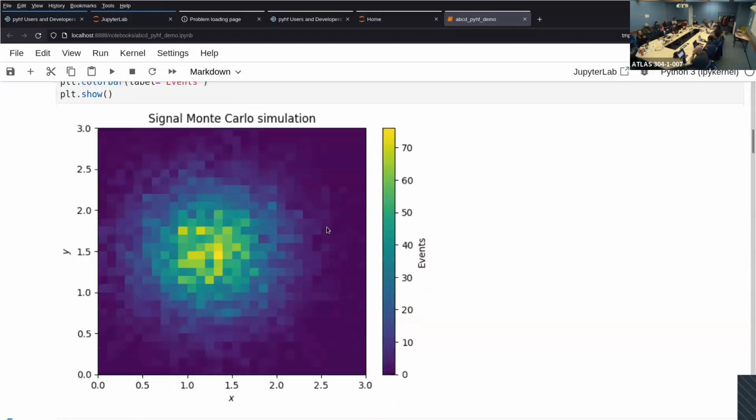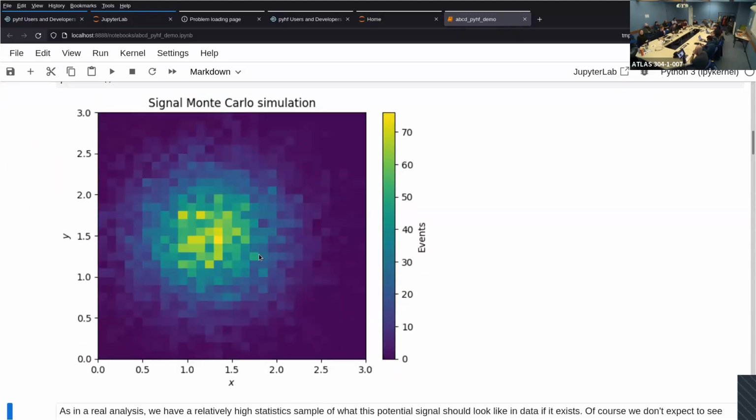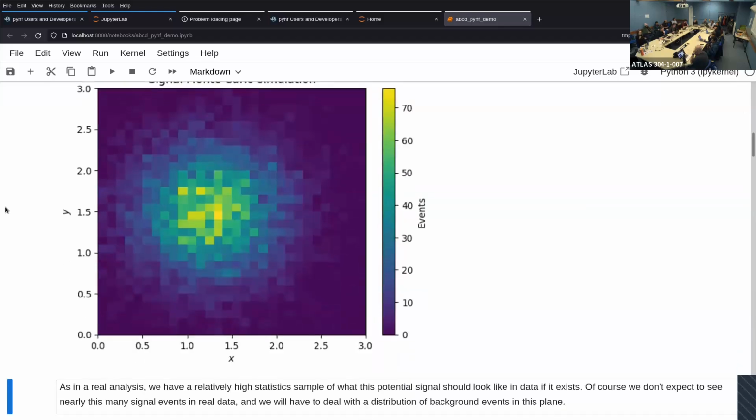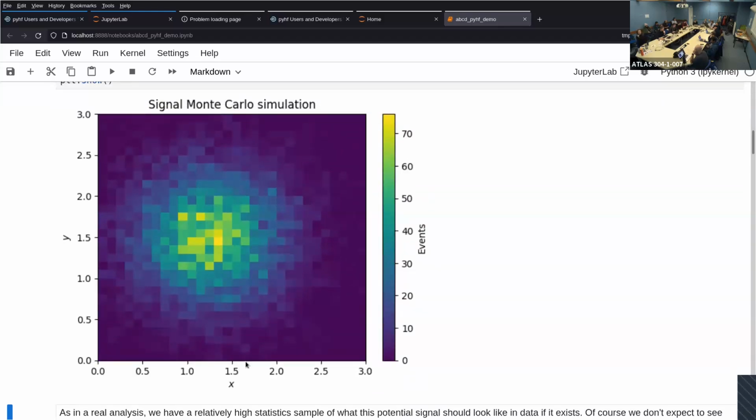There we go. So this is the distribution of these toy signal events that I have here. So this is just a plane in two different variables. So the ABCD method relies on finding two uncorrelated variables, observables from the data that you can see. And so here, these are just examples. I call them X and Y. These are just some observable quantities from the data that you get from these events. So this is what the generated Monte Carlo looks like. It has some peak and some standard deviation in both of these dimensions.